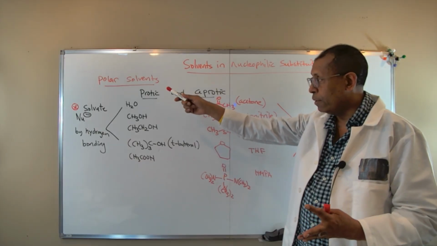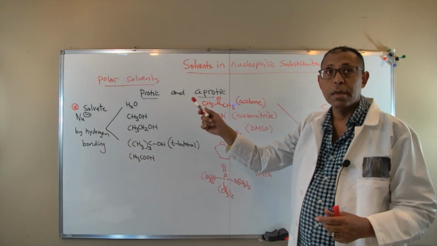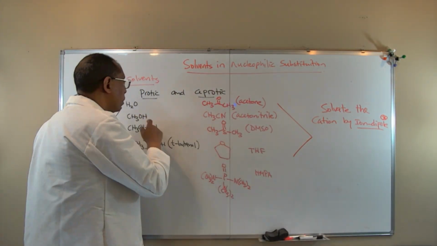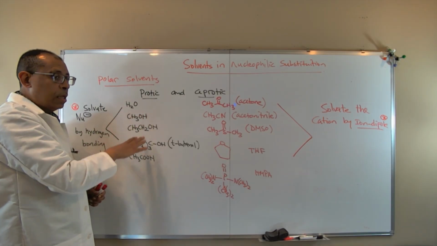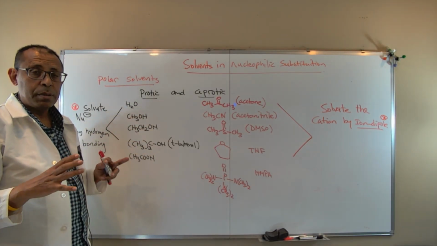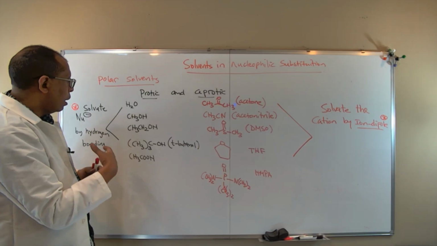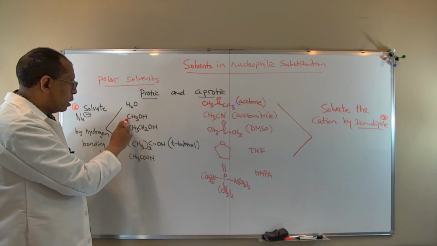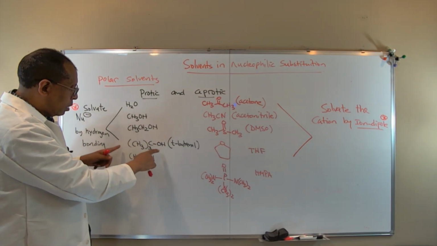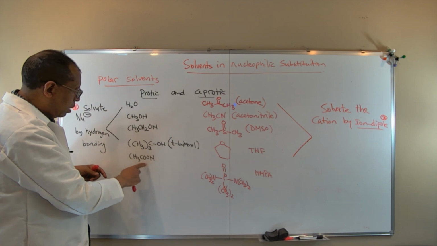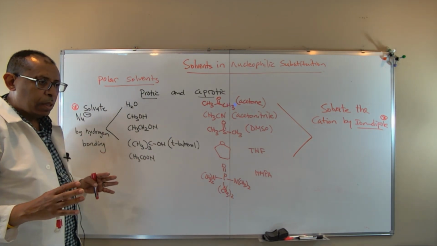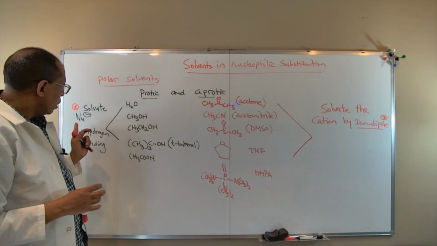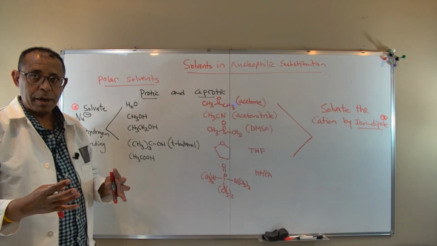Even within polar solvents, you'll find that there are protic and aprotic solvents. When we say protic solvents, we mean that the solvents are hydrogen bonding kind of solvents. For example, here you see water, here is methanol, these are alcohols, and this is acetic acid. The most important aspect of protic solvents is that they can solvate the nucleophile.